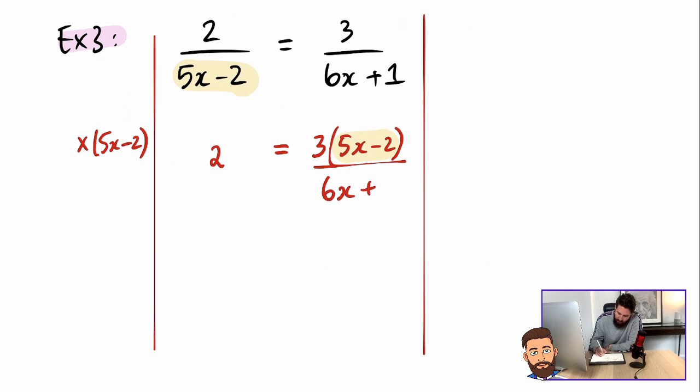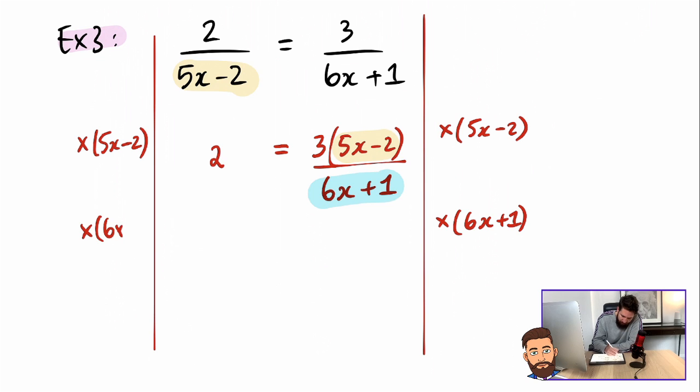I've still got this denominator here, which now we're going to have to deal with, 6x plus 1. And we're going to do that in exactly the same way we've just dealt with the other denominator. And we're going to times both sides by 6x plus 1. And I'm going to put it in a bracket because there's more than one term. So what will that give me? Well, I've got to do 2 lots of this. So that would be 2 lots of 6x minus 1 equals the 3 lots of 5x minus 2.